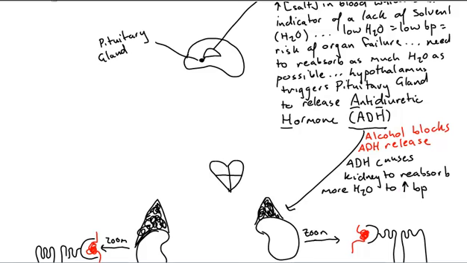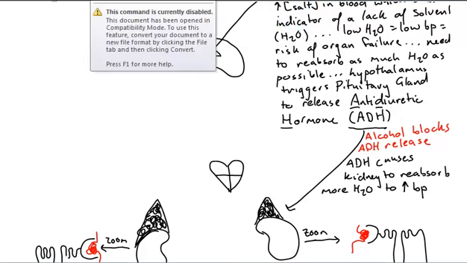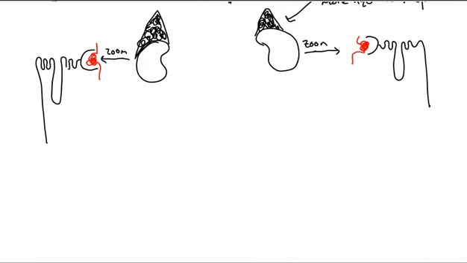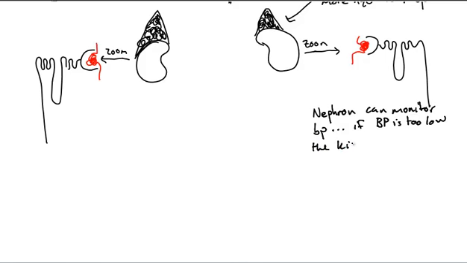Now let's look at another spot where our body monitors and regulates blood pressure. Okay, and that's within the nephron itself. So the nephron can monitor blood pressure. It can sense the blood pressure, and if blood pressure is too low, the kidney itself releases renin. Renin is a hormone, so it releases it into the blood.